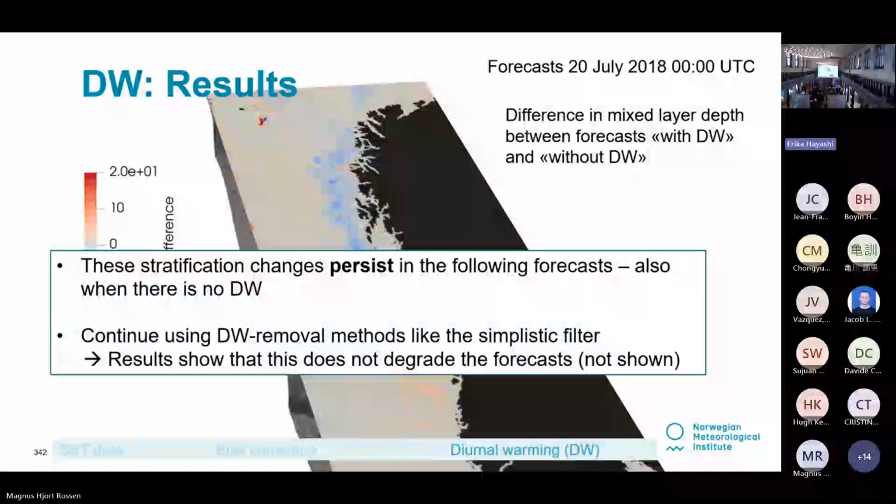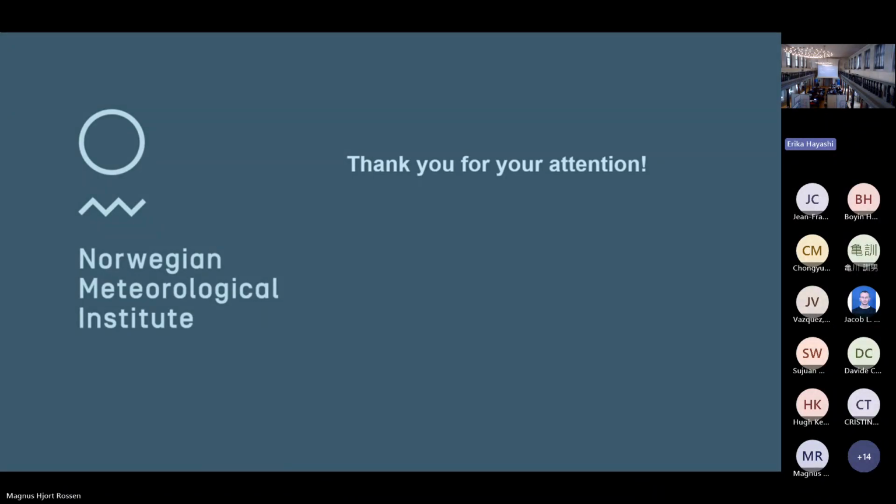And that is not good, because that will follow in the next forecast and so on. So we now know that we need to continue using diurnal warming removal methods like this simplistic filter, even though we lost so many observations. And what's nice is that this study shows that this does not degrade the model results. I haven't shown you that, but we know that it's not an issue to remove the observations. And that's all from me. Thank you so much.